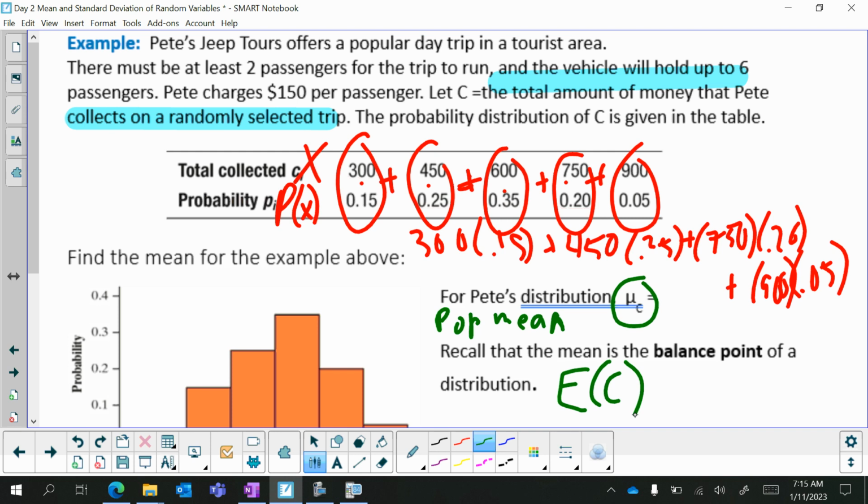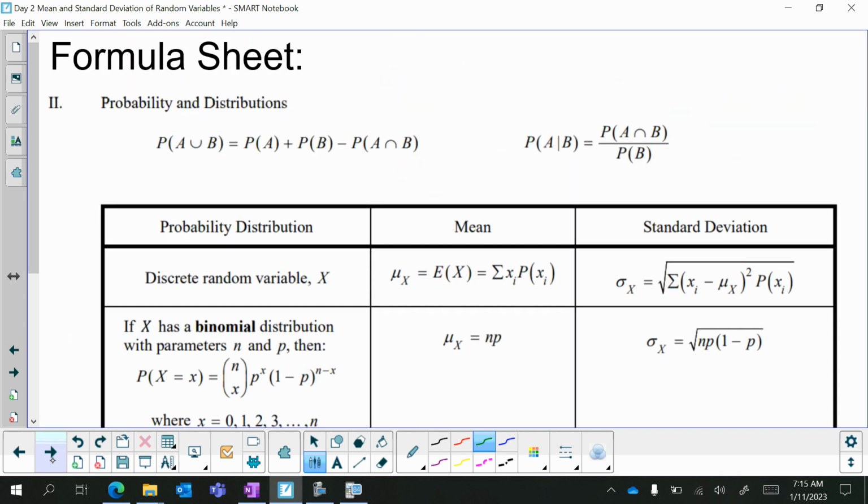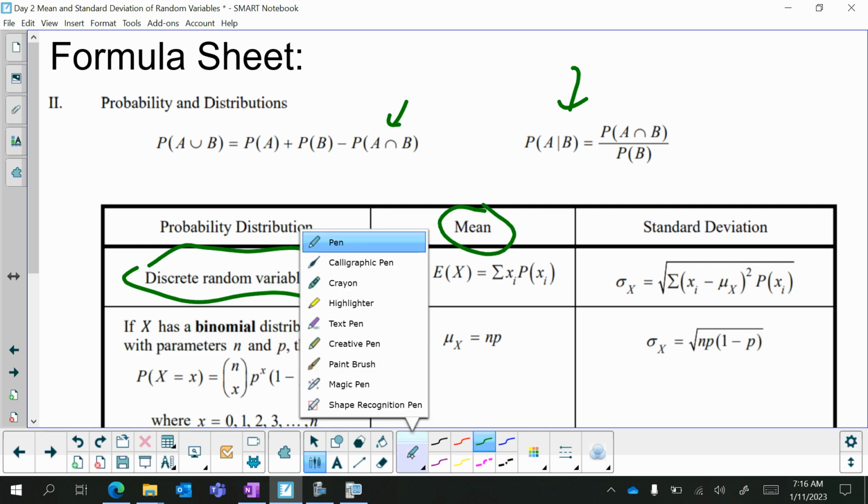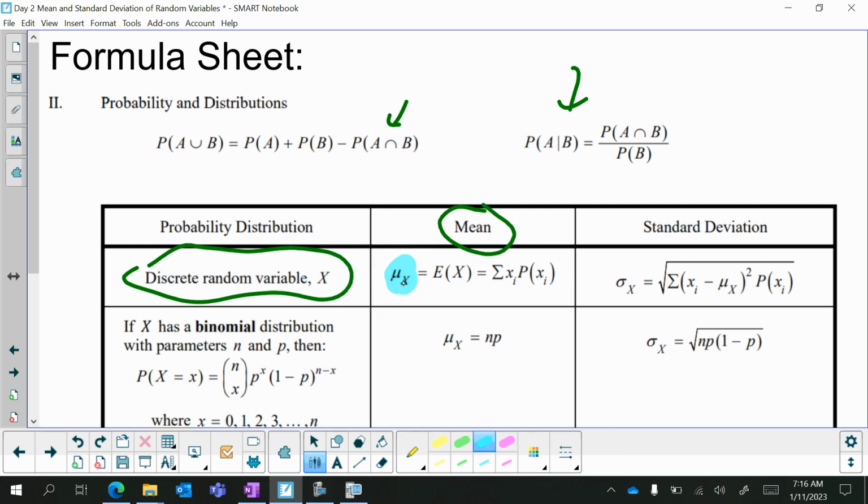Now this formula is going to be located on your formula sheet. In your formula sheet, you guys remember we were in Roman numeral 2, probability distributions, and we did these two formulas already in the past weeks. So basically, you're just going to look right under here where it says this discrete random variable x. That's where we're at. And right now, we're focused on the mean. So you see the formula. It's mu of x. Another name for mu is mean. And another name for that is expected value. So E of x or mu of x.